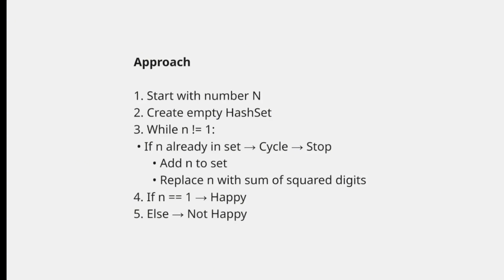And here is the approach. At first, start with the number n and use a while loop, and keep running until n equals 1, or until you see a repeated number. So we have to terminate the loop if n is 1 or if the n value is repeated. Inside the loop, compute the sum of squares of digits and check if the new sum is already in our hash set. If yes, it's a cycle. Otherwise, add it to the hash set and continue.